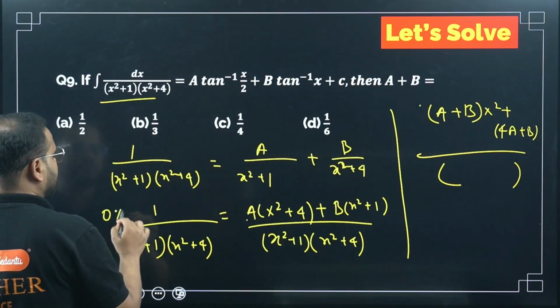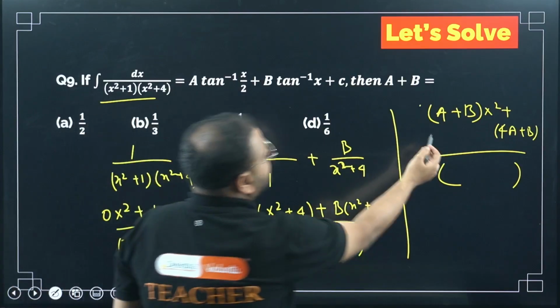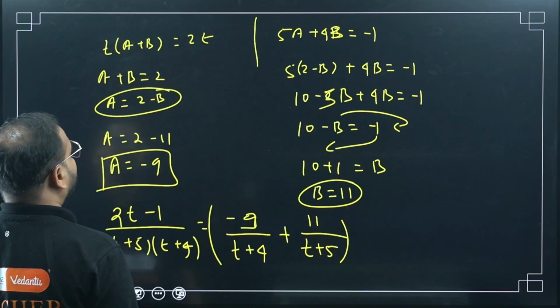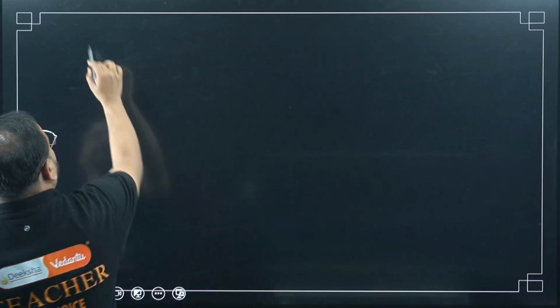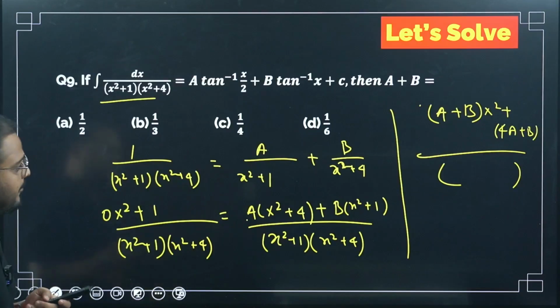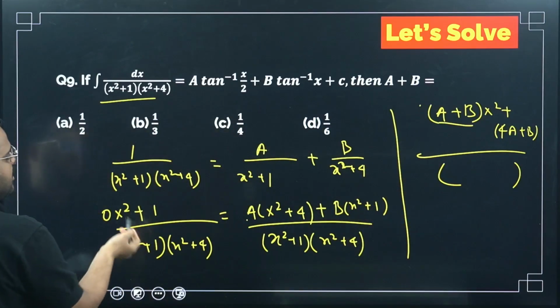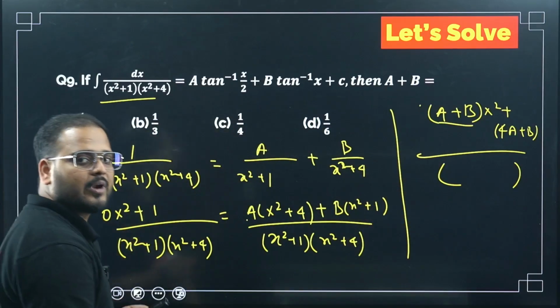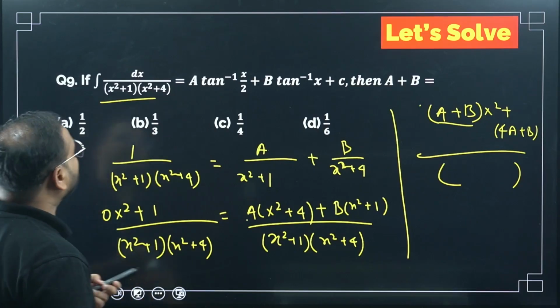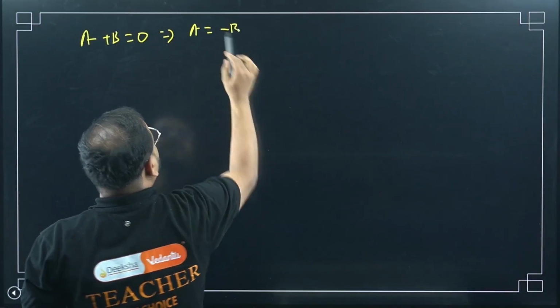Please check. 0 x square plus 1. What is the coefficient? 0. So I'll write a plus b as 0. Why, sir? Because the coefficient of x square in this term is how much? There is no x square, meaning it has to be 0, right? So a plus b is 0 means a equals to minus b.